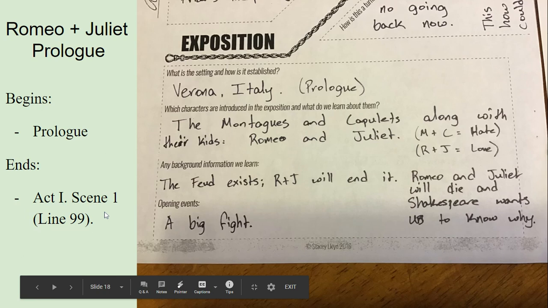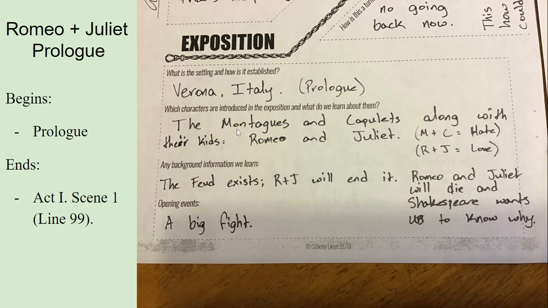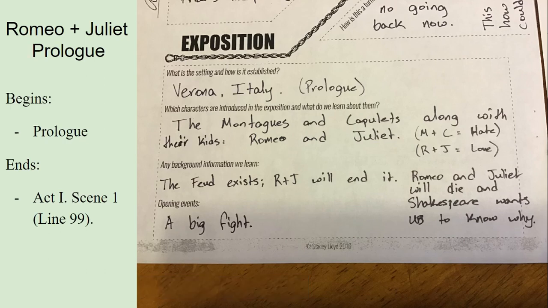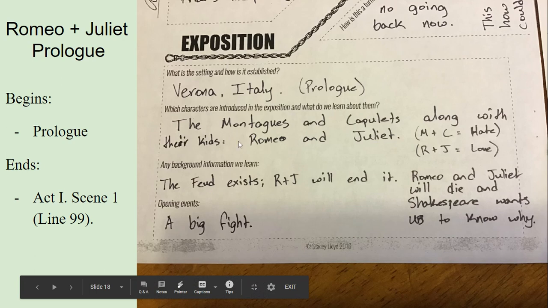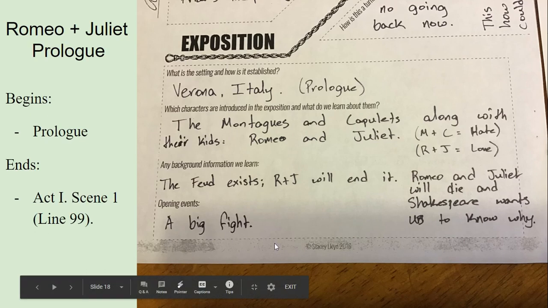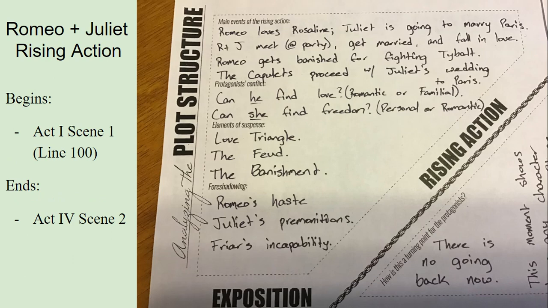Act 1, Scene 1. And it establishes all of the important information that we need to know going into the play. And on a basic level, it's just that there's the feud between the Montagues and the Capulets, and that their kids, Romeo and Juliet, are actually in love with each other. And so they're sneaking around trying to have their relationship while the fighting is going on. Okay, that's the exposition in a nutshell.